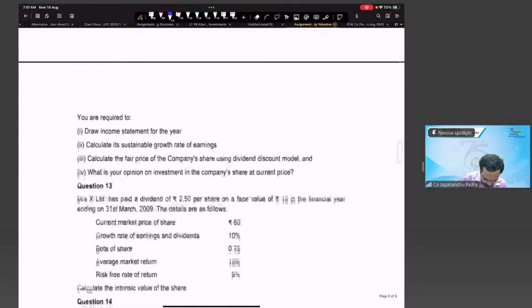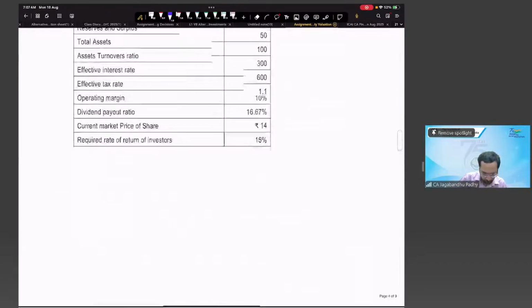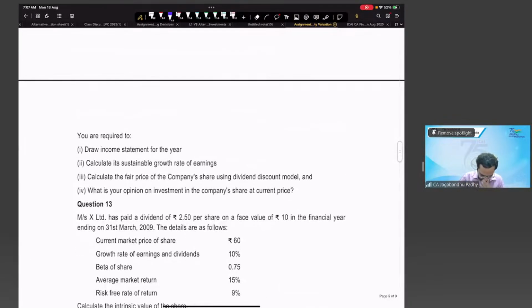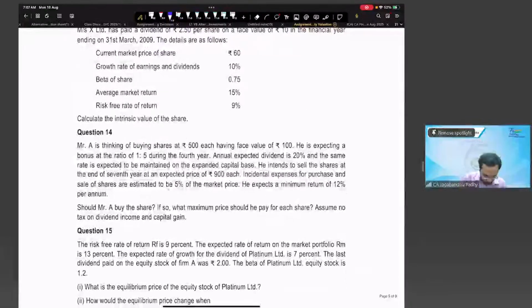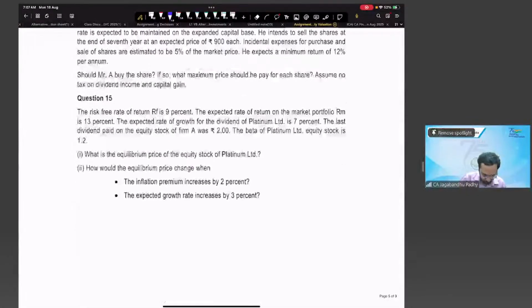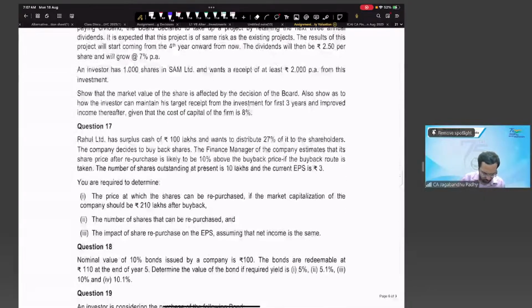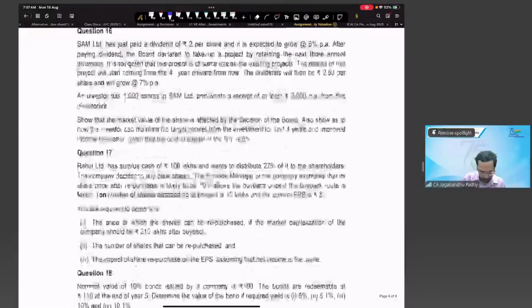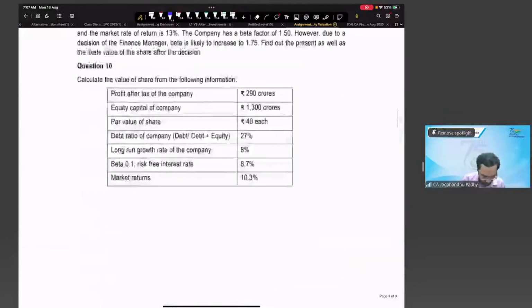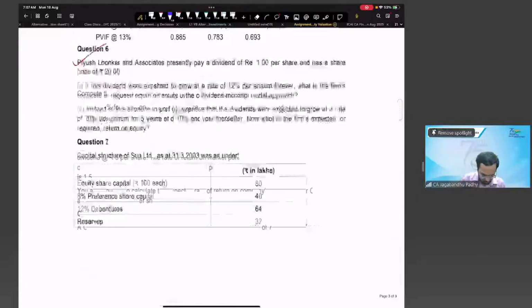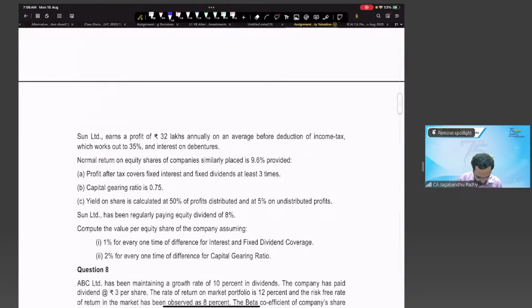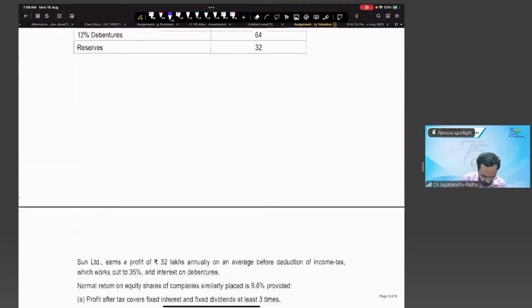Sir, in the dividend growth model, we have done the two-stage model steps. Is it possible to have a three-stage growth model? You can definitely have a three-stage model also. Yes, sir. Could you please solve any one of the questions? Yeah, we'll give you an example for that. Don't worry.